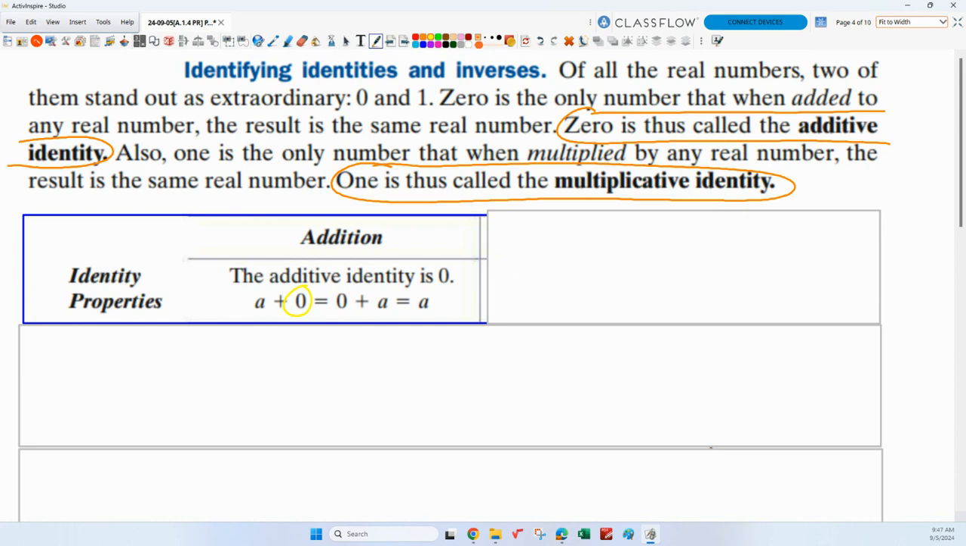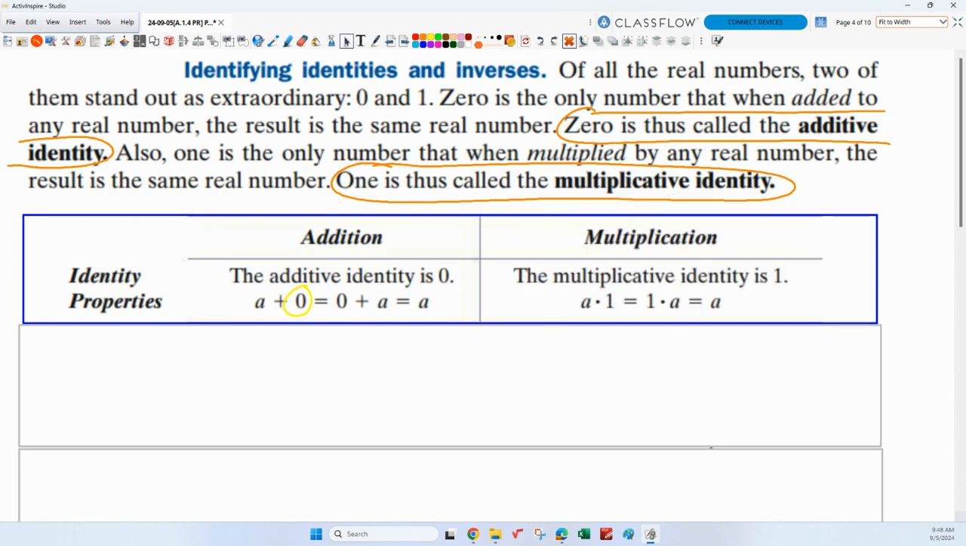Well, what do you think the identity property of multiplication is going to be for the real number A? What do you think? Okay, what about 1? The identity property of addition says A plus 0 equals A. What do you think it's going to be for multiplication? A times 1 equals A. There you go, you got it. That's it. There's the identity property for multiplication.